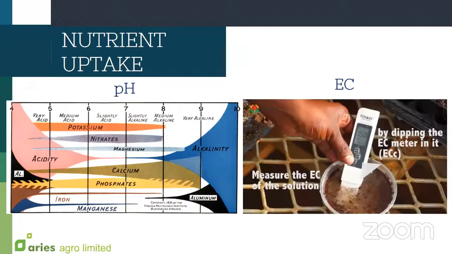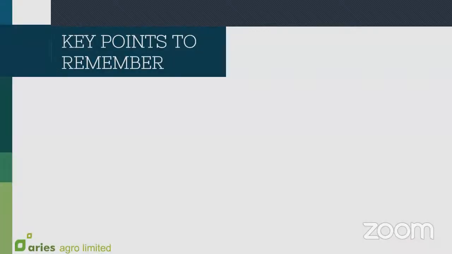Now pH and EC, I have already told you. If you see on the right, that's the device. You just dip it in your nutrient solution and you get the reading, and it's as easy as that. And this is a pH chart at which you have maximum nutrients that can be absorbed.